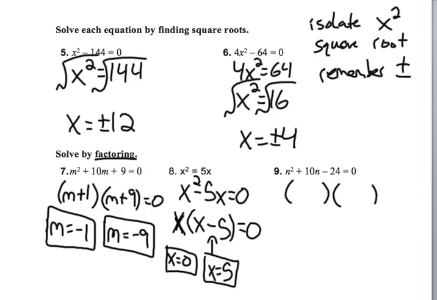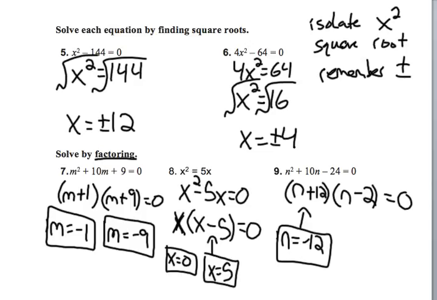Number 9 is already set equal to 0, so we're good to go in factoring. And we are going to get n plus 12 and n minus 2 as our two things that multiply to negative 24 while adding to 10. Then, of course, I look, what would make that 0? Well, if I had negative 12, that would make that 0. And 2 would make that 0.